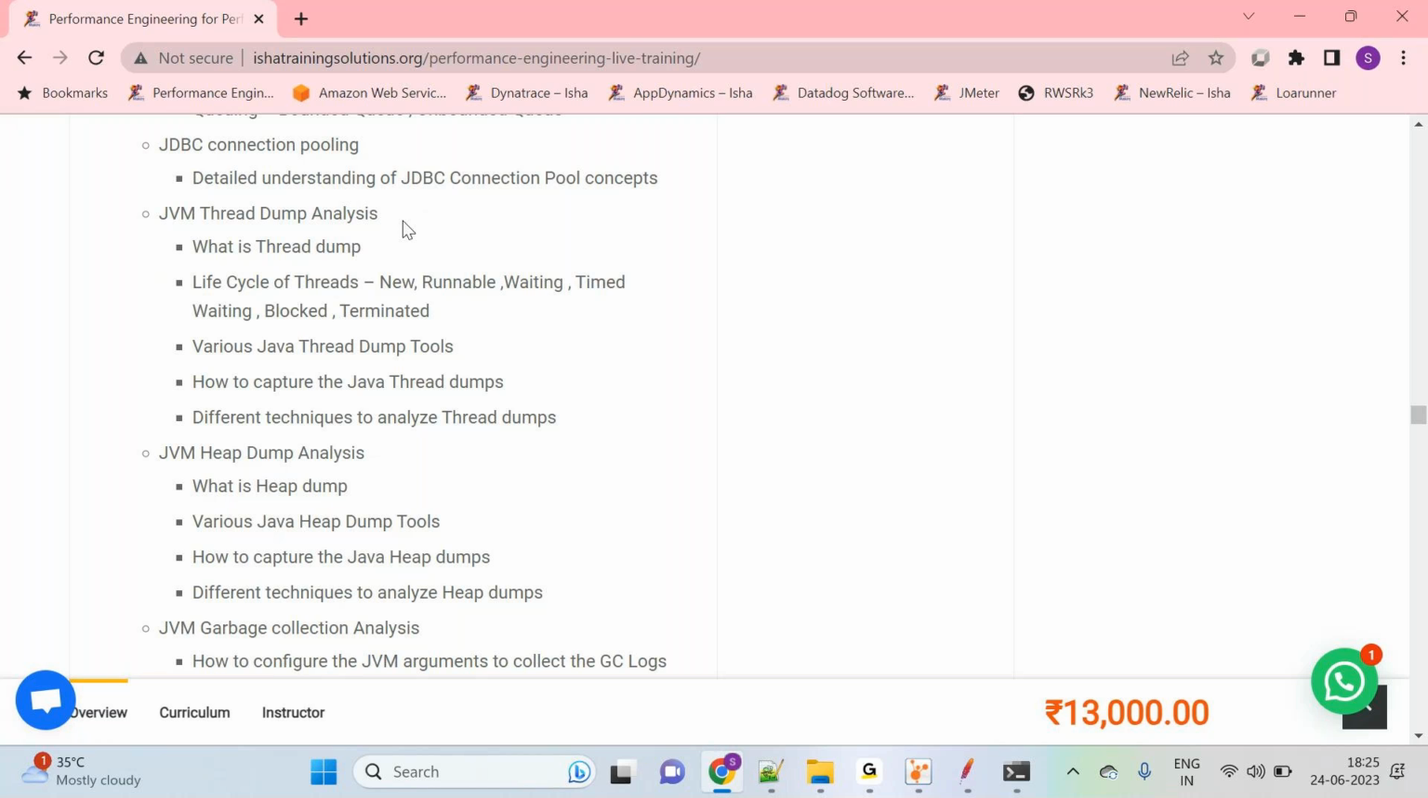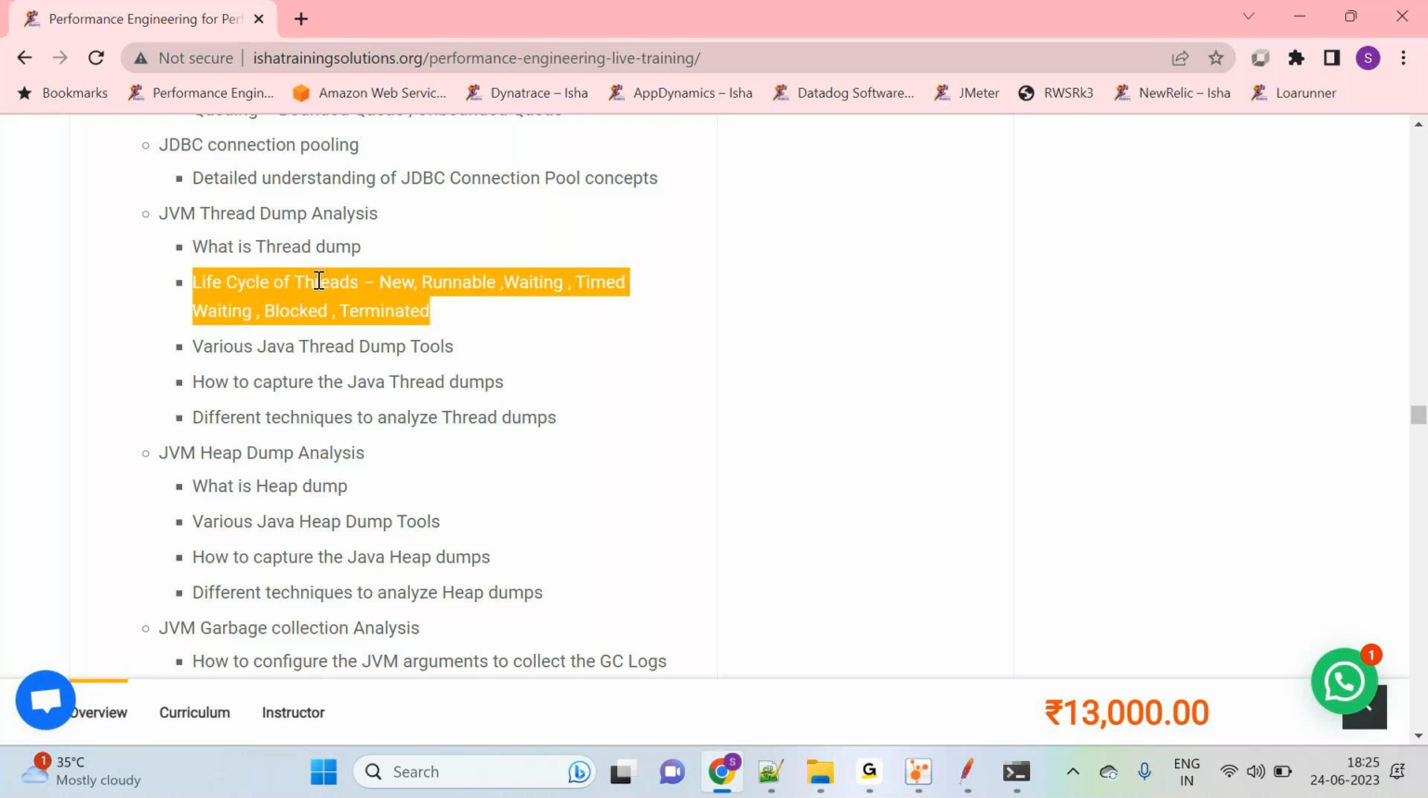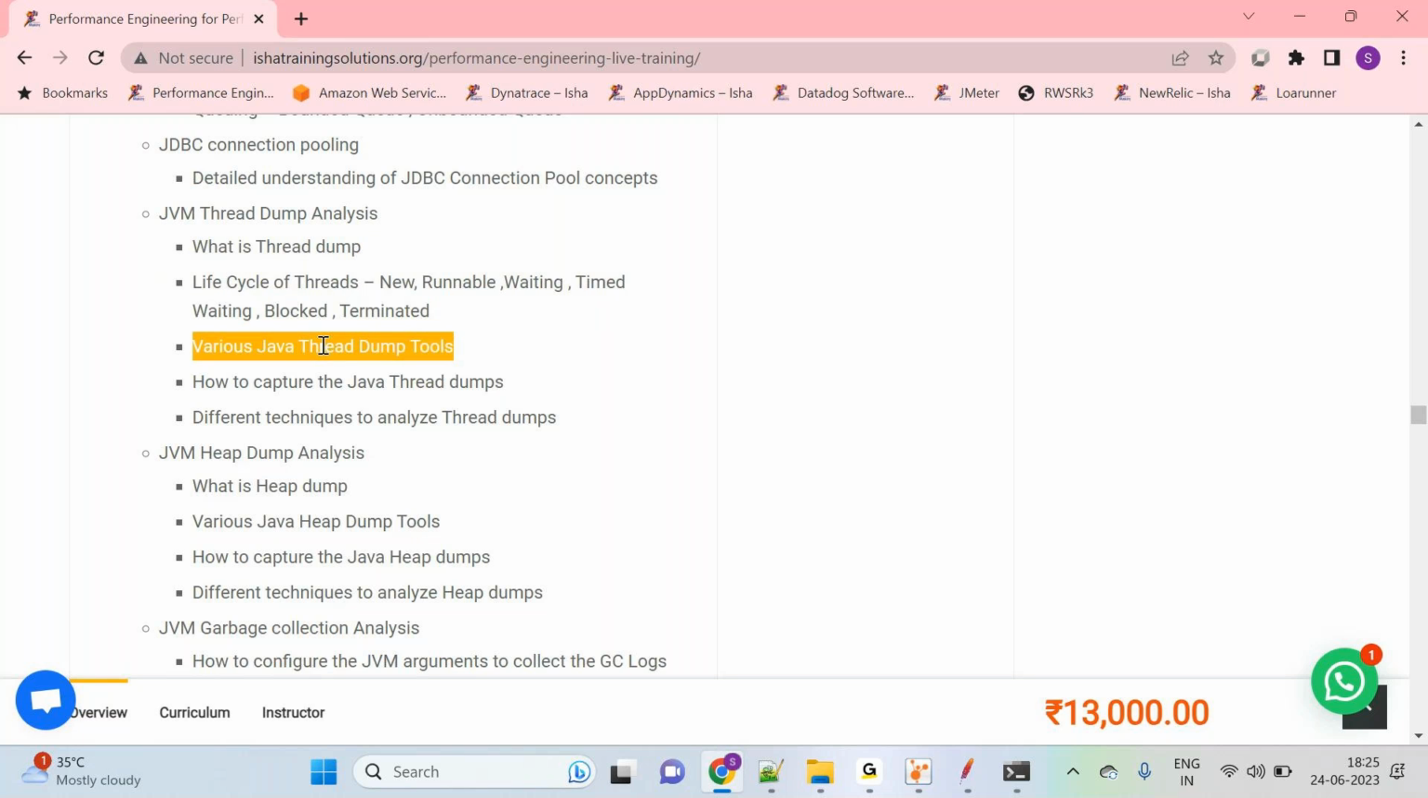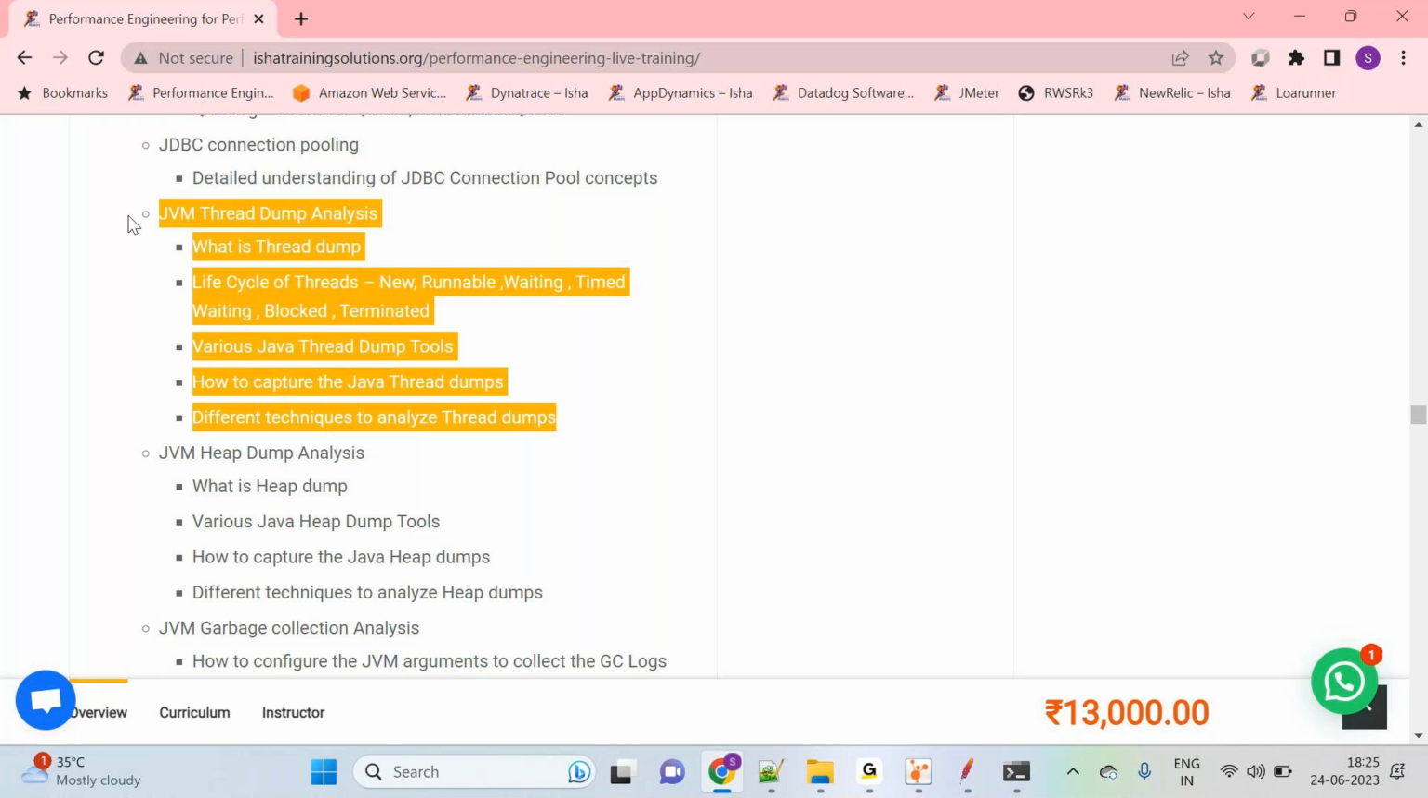While performing the root cause analysis, what are the basic things that we will do? Either we will do the heap analysis, thread analysis, or garbage collection analysis. We are going to learn those concepts in a detailed way. First of all, we are going to learn what is a thread dump and the thread life cycle, what tool options are there, and how to analyze it. Different techniques that are there, that also we are going to discuss.